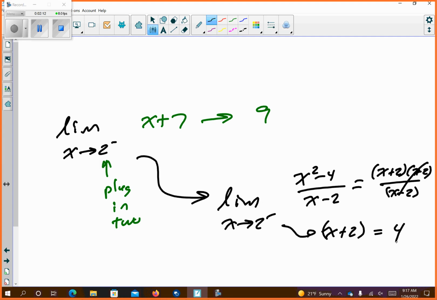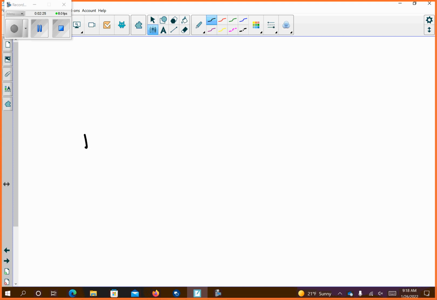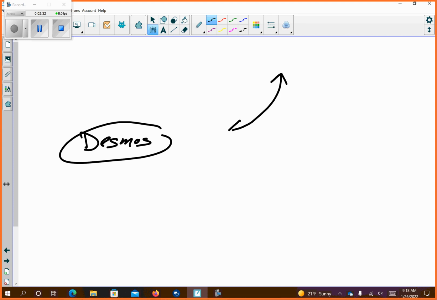But then there's the other thing: if it didn't factor out and you're still having to plug it in and the denominator becomes equal to 0, that's when you might want to take a look at Desmos and see what it's doing. Now, if your graph did something like this, and this is basically the value you're looking for, what can you tell me about the limit if that pink line was the limit we wanted to put in? What can you tell me about the limit?